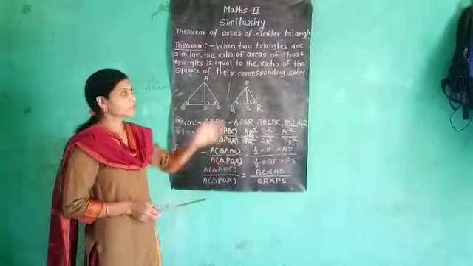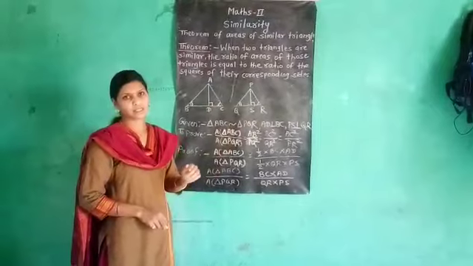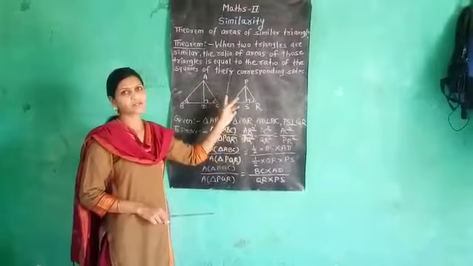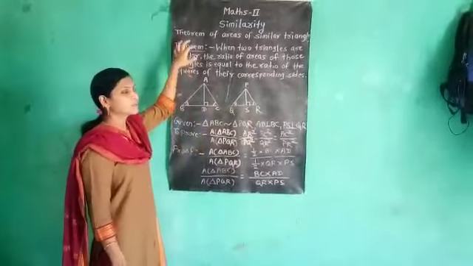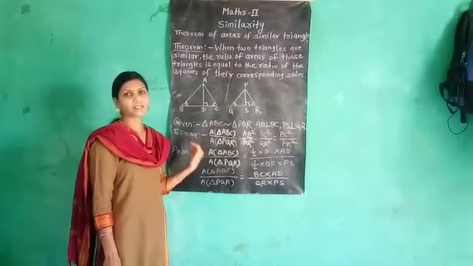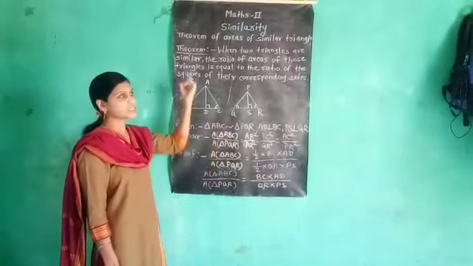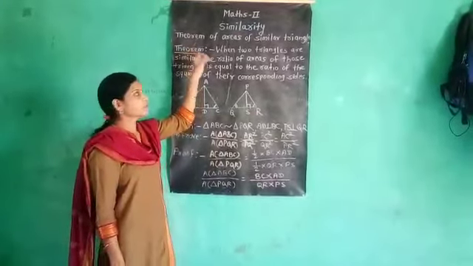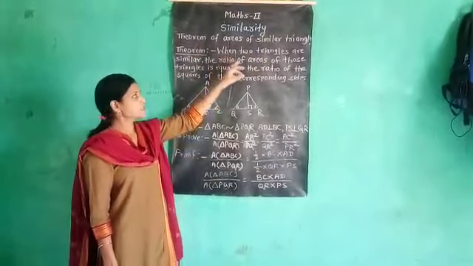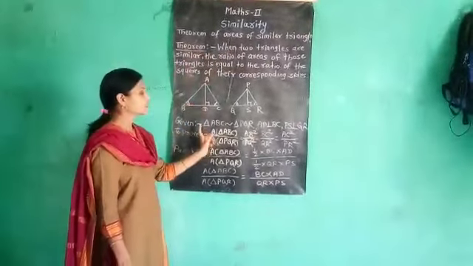From this statement, first we have to draw two figures, the two similar triangles. Here we have to draw triangle ABC and triangle PQR. These two triangles are similar. Now from the given statement, first write the given, then write the to prove, and then write the proof. First, given. Given means what is given in the statement. When two triangles are similar, this sentence is given in the theorem. That is, first we write this statement in the given.